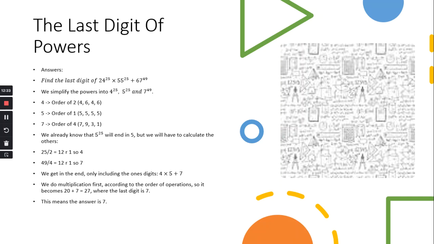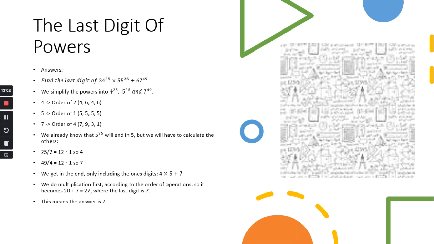5 to the power 25 will end in 5 already, but we have to calculate the others. The others are 25 divided by 2, which is 12 remainder 1. The first one is 4, so you get 4. 49 divided by 4, 12 remainder 1 again. So you get the first one as 7, which means that if we're only doing this equation, the last digits, you get 4 times 5 plus 7.